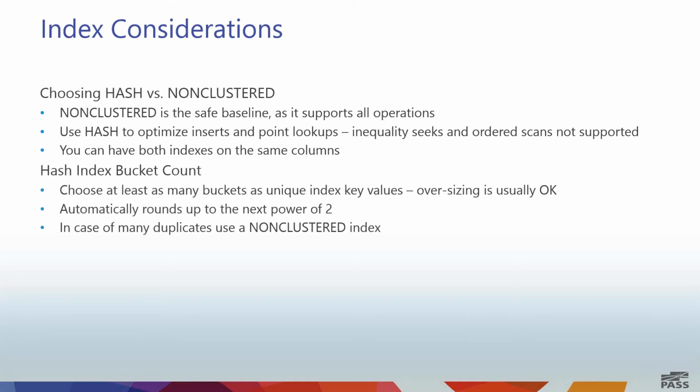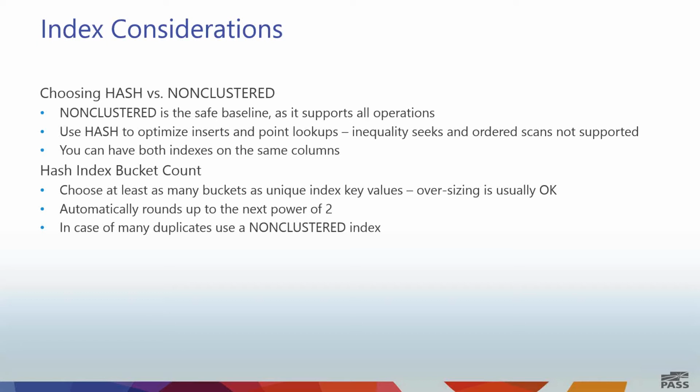Now, for the hash index, you have this bucket count that you need to specify. So you need to choose at least as many buckets as you have unique index key values, but oversizing is usually okay. As I mentioned, if you have like 10 or 20 times as many buckets as you have unique index key values, that's usually still okay. And actually, it does not affect the performance of point lookups if you have too many buckets. If you have too few buckets, point lookups and insert performance will really suffer.